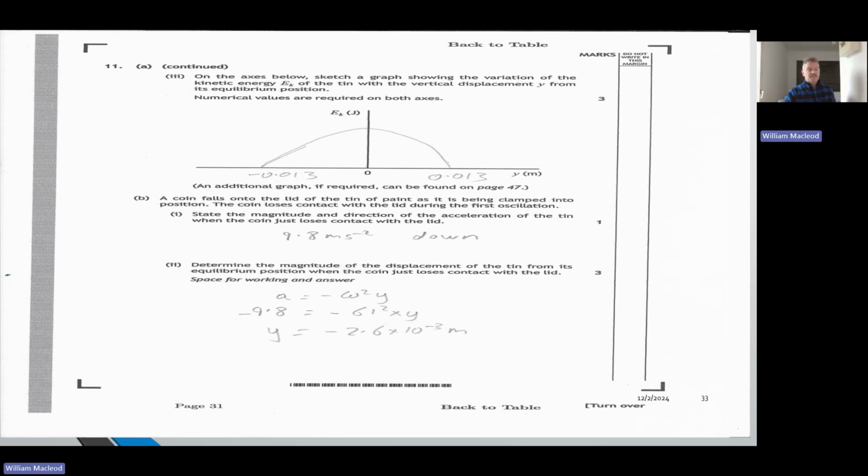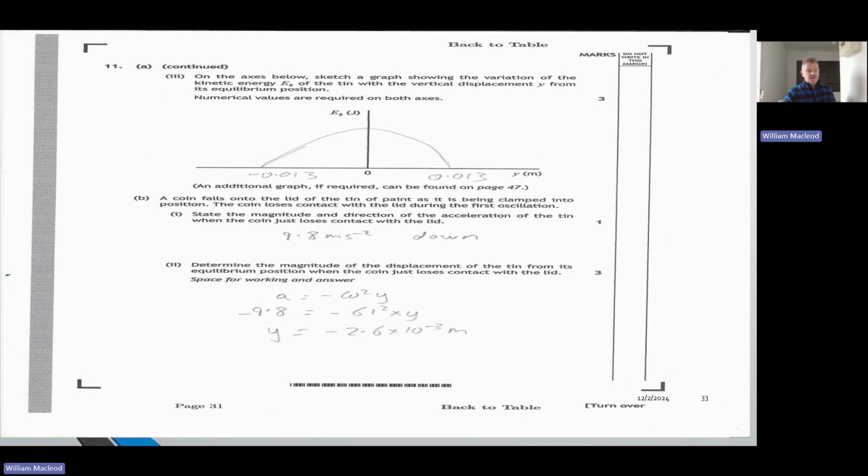State the magnitude and direction of the acceleration of the tin when the coin just loses contact with the lid. So this is about a coin that sits on the lid and loses contact with it. Well, the acceleration would be gravity, 9.8 meters per second squared going down.